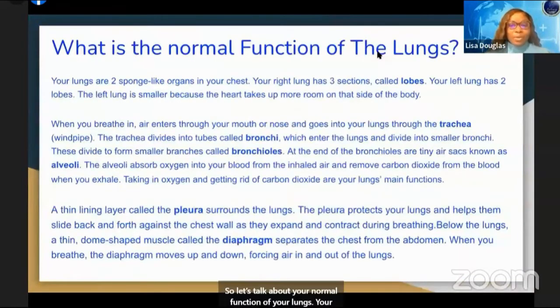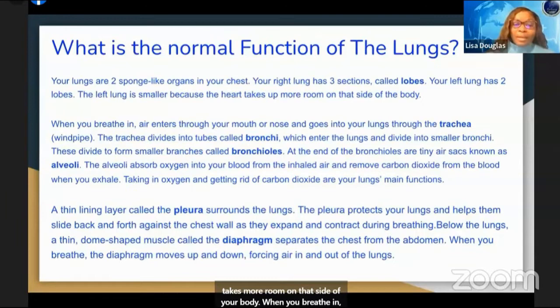So let's talk about the normal function of your lungs. Your lungs are two sponge-like organs in your chest. Your right lung has three sections called lobes. Your left lung has two lobes. The left lung is smaller because your heart takes up more room on that side of your body.